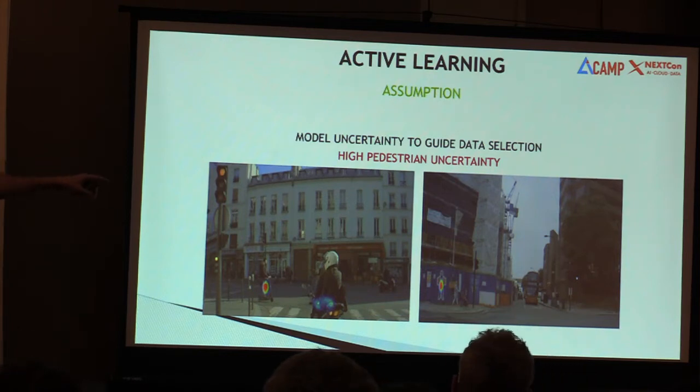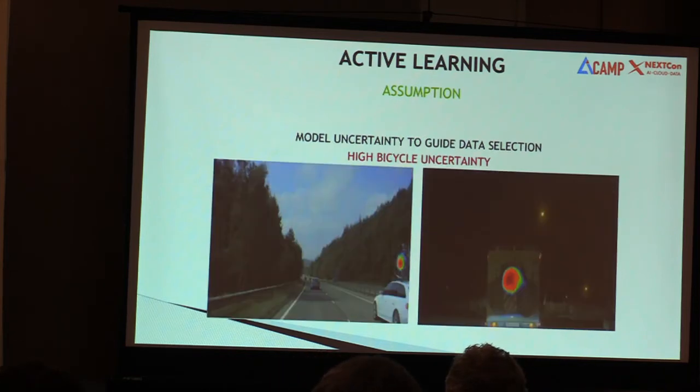Same on the right, where we see a person being drawn on a board, and the model is confused about whether it's a pedestrian or not. We have a few more examples like this for bicycles, for example, where we see bicycles at the back of a truck or at the top of a car, and the model is confused about those because they're not on the road.